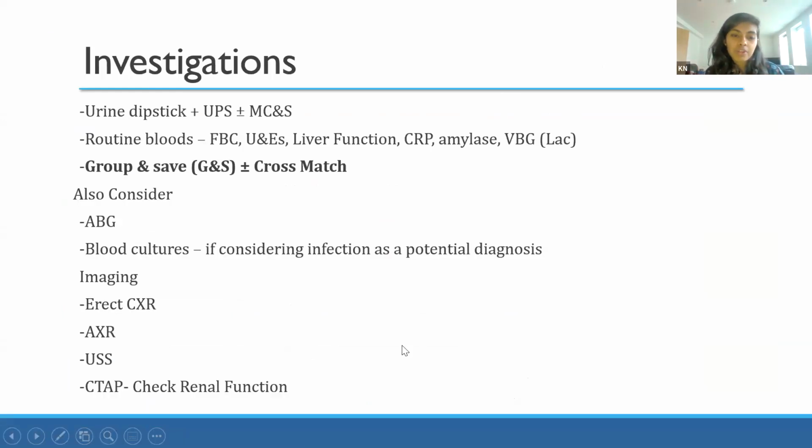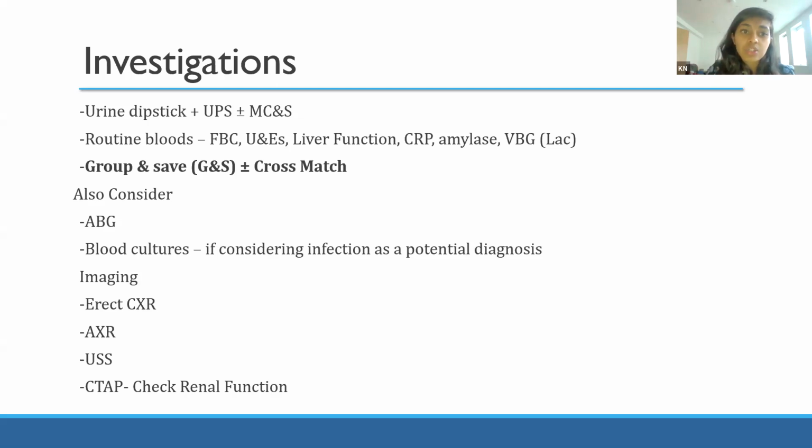So you would have done your history, your exam, and then the next important thing in assessing these patients is doing your investigations. So a urine dip gets done on everyone very routinely in A&E, and that gives you quite a lot of information. Mainly, do they have a UTI? Because UTIs do present with abdominal pain. But also, is there blood in the urine? Because that would potentially point to things like kidney stones.